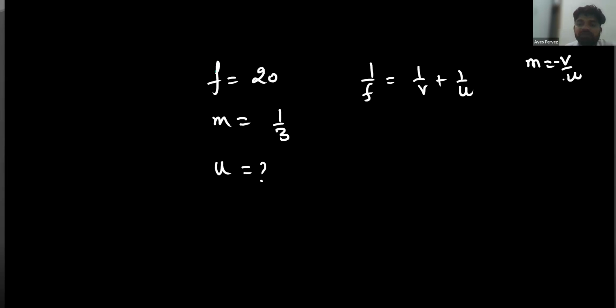Now, here we need to replace the value of v. So what is the value of v? We can write minus mu is equal to minus v. Can I write it this way? Yes, sir. Can I write that v is equal to, I can bring this one from here.